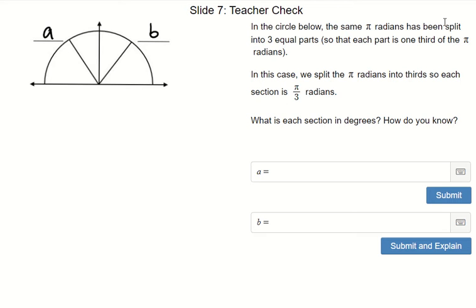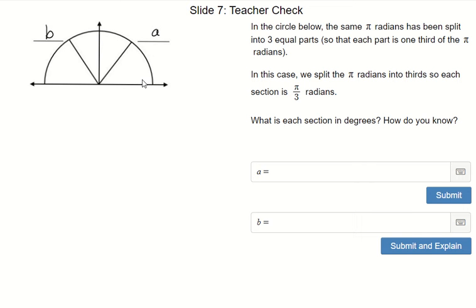All right, slide 7. In the circle below, the same pi radians have been split into 3 equal parts, so that each part is 1/3 of pi radian. In this case, we're splitting the pi radians up into thirds, so each section is pi over 3 radians, right? Each section is a third. That's 1/3, that's 2/3, and this is 3/3. That line in the middle is just the axis. It's not part of the division, so these are just 3 equally sized pieces.